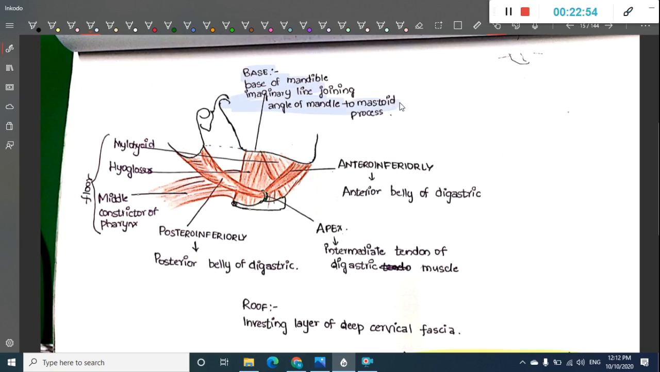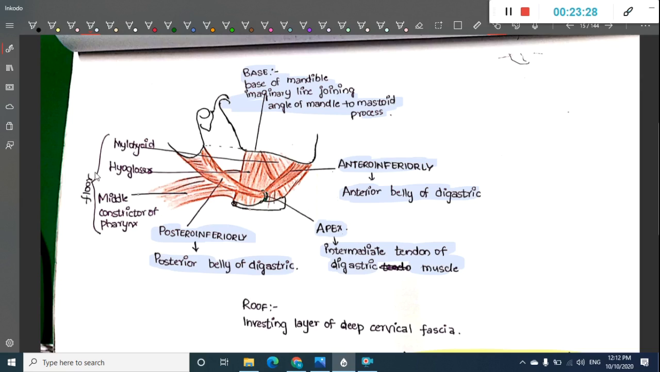Then the anterior part of the triangle: antero-inferiorly it is bounded by the anterior belly of digastric, and postero-inferiorly it is bounded by the posterior belly of digastric. The apex is the intermediate tendon of the digastric muscle, the point where both the anterior and posterior belly of digastric fuse.